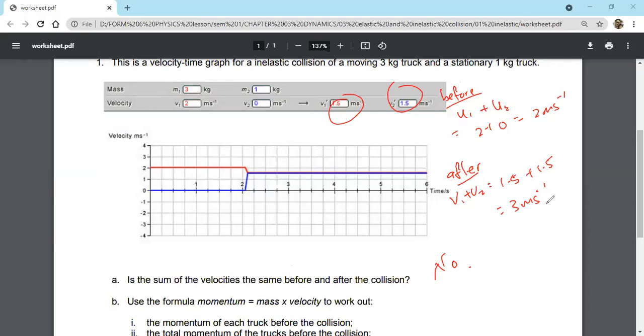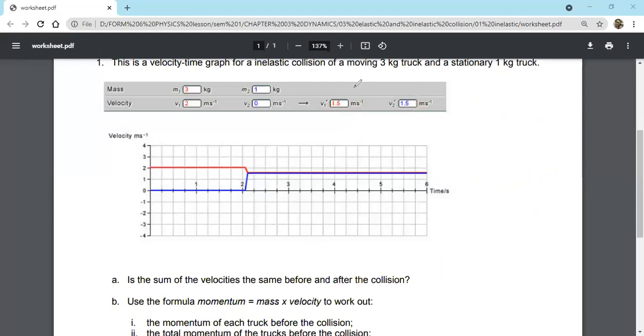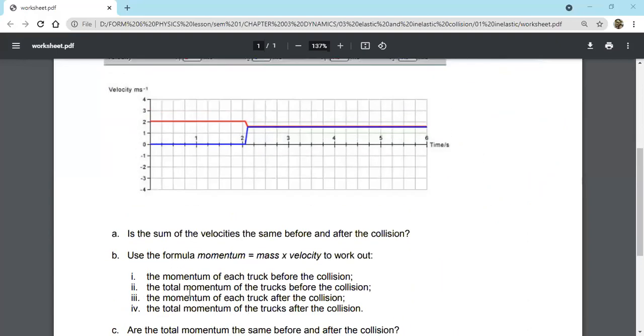And B, use the formula of momentum, mass times velocity, to work out: 1. The momentum of each truck before collision, the total momentum of the trucks before the collision, the momentum of each truck after the collision, and the total momentum of the trucks after the collision.